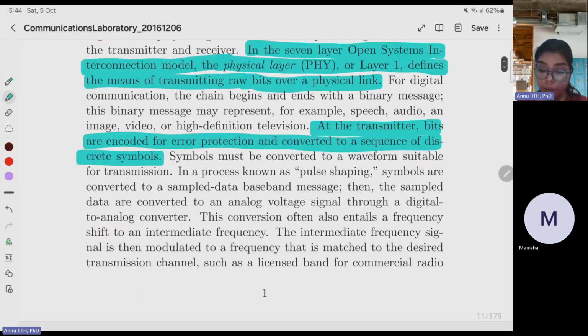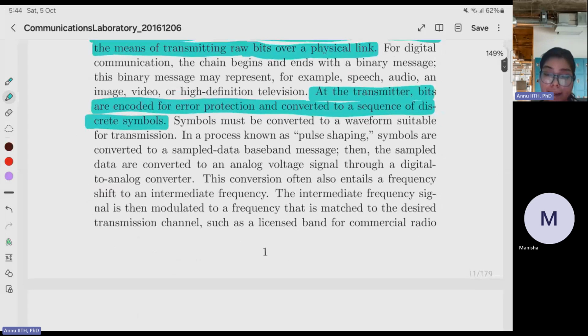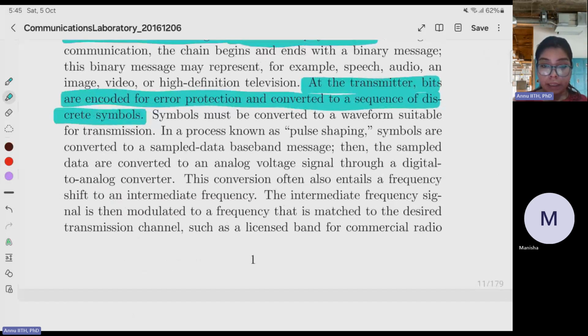The symbols must be converted to a waveform suitable for transmission in a process known as pulse shaping, which we also saw using a MATLAB exercise. The bits are encoded for error protection and converted to a sequence of discrete symbols. The conversion of symbols to a waveform is known as pulse shaping, where symbols are converted to sample data based message. Then the sample data are converted to an analog voltage signal through a digital to analog converter. So now you have bits, then a sequence of bits to pulse shaping, then pulse shaping to digital to analog converter.